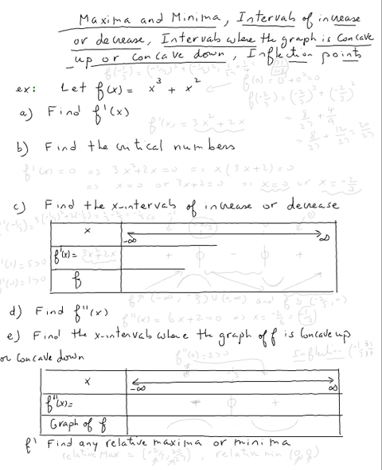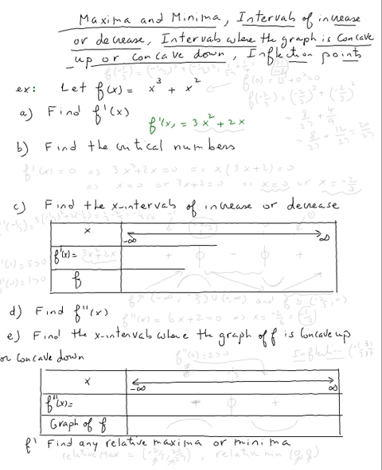Okay, it's pretty easy because all we need to use is the power rule. So the derivative of x cubed is 3x, 3 minus 1 is 2, so 3x squared, plus the derivative of x squared is 2x, 2 minus 1 is 1. Pretty easy polynomial. For the second question, we need to find the critical numbers.